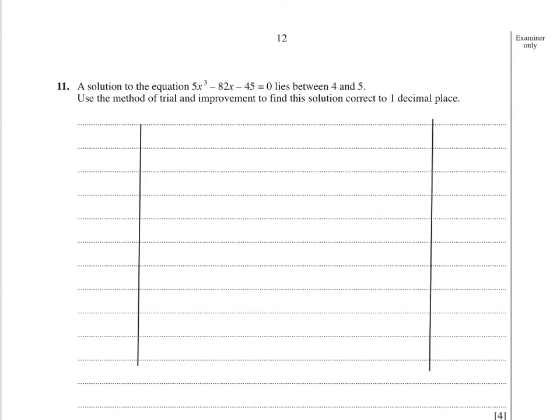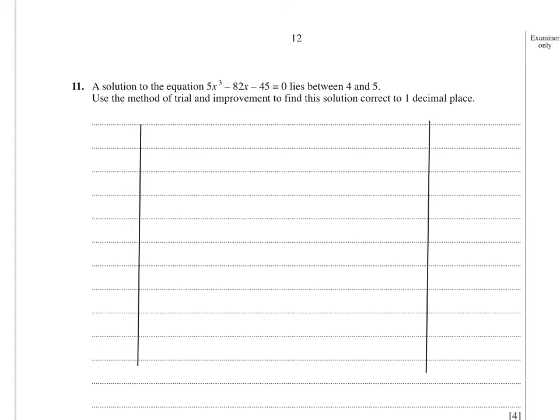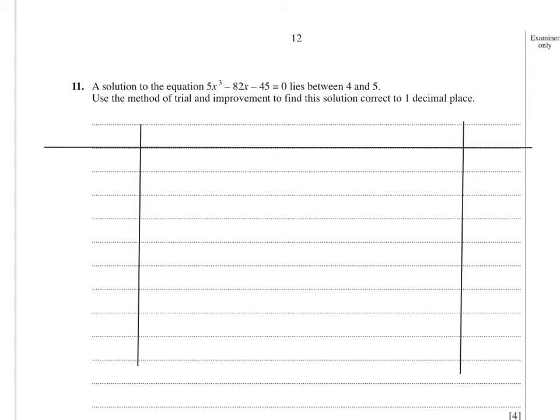Now, when I'm drawing this, I'm making sure that I have a really big middle column here. To be honest, either side here and here, they don't need to be very big. Now, in terms of what I'm told, this is always going to be x, this is always going to be the expression up here, so 5x cubed minus 82x minus 45, and the answer I'm supposed to get every time is 0. And then finally, this one here is going to be my comment.